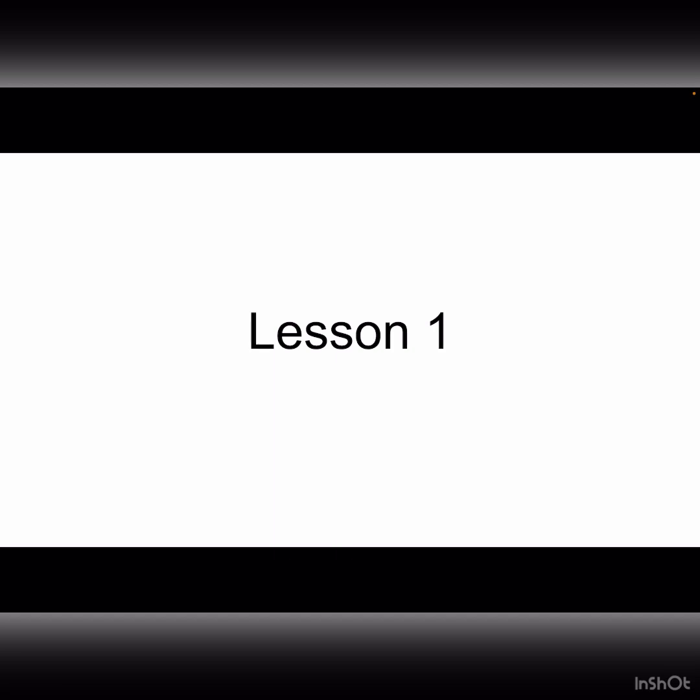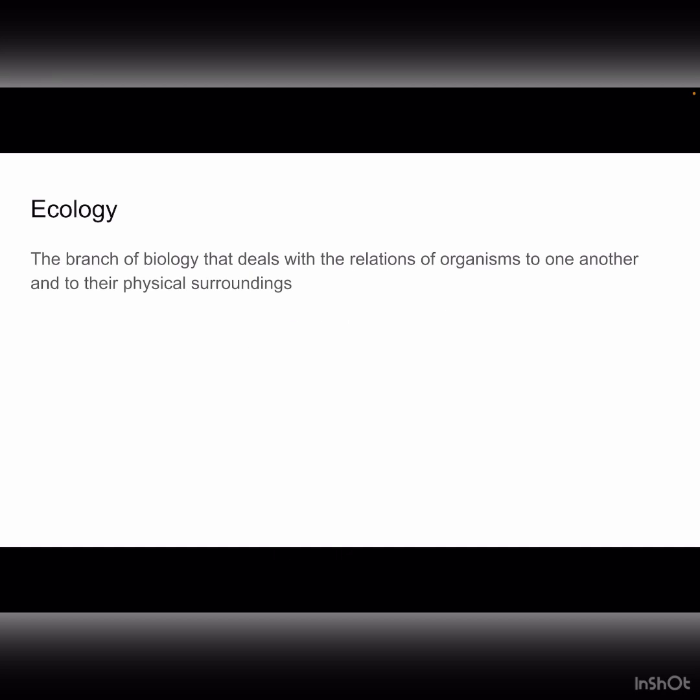Today we'll be going over the different types of causation, anthropomorphism, and the whole stimuli, innate releasing mechanism, fixed action pattern process. But before that, what exactly is ecology? Well, ecology is the branch of biology that deals with the relations of organisms to one another and to their physical surroundings. So everything within this course will relate to different types of animal relationships or how animals interact with their environments and other things like that.